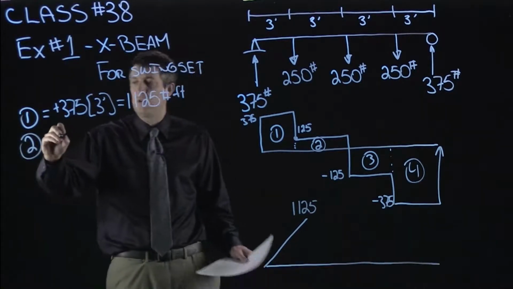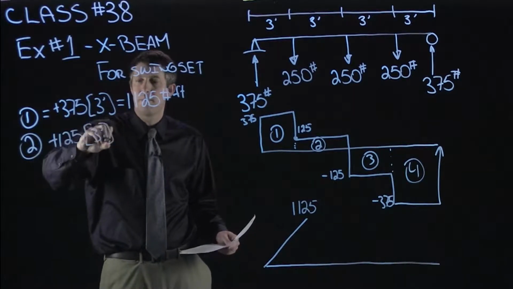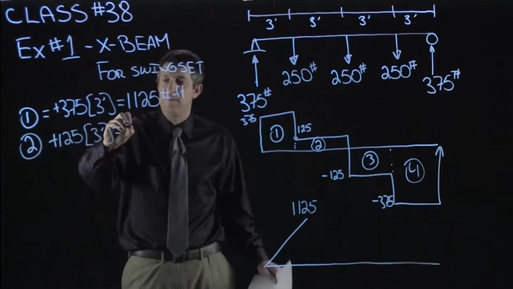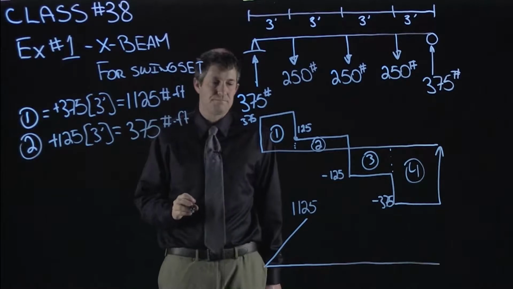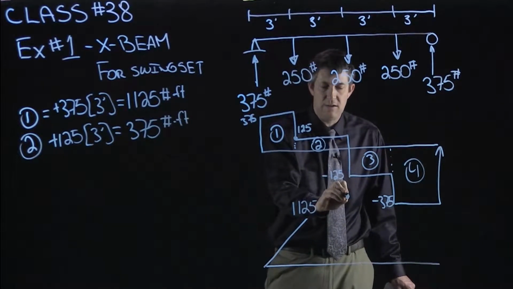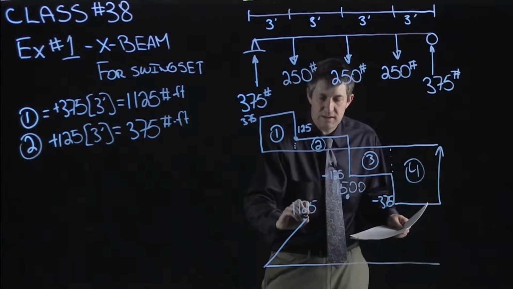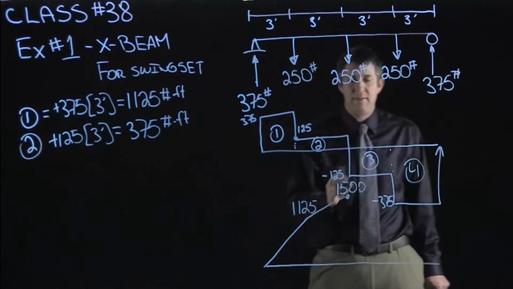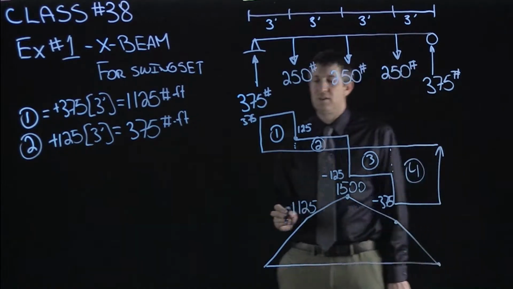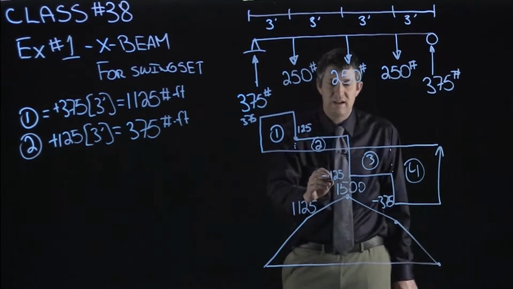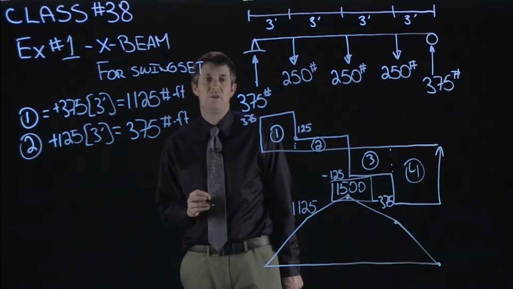Now area 2, we're going to have 125 times 3 feet, and that's going to give me 375 pound-feet. If I add that to that value there, I get a value close to about 1,500. Once again, constant shear gives me that. And then I'm going to have a negative value. I'm not going to spend the time calculating that, and it's going to close out to 0. So from this, we can tell that our maximum moment is this value right there, 1,500 pound-feet.